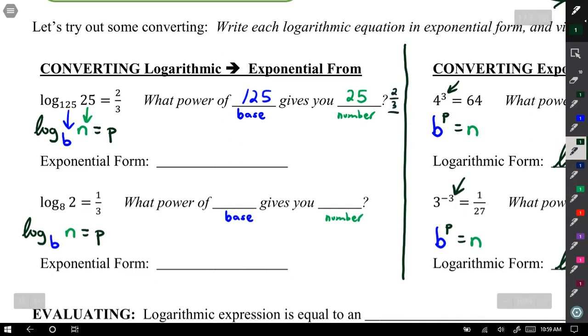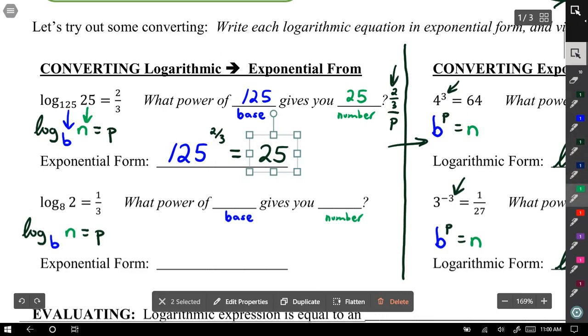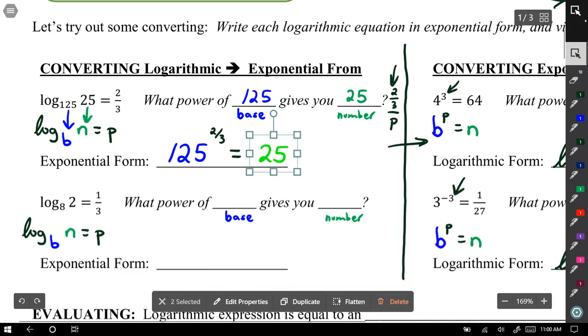So let's write this as, I'll put P for power, as an exponential. And exponentials, I have it right over here, are base to a power equals a number. So what power of 125, and I'm just going to put a question mark right now, gives me 25? And I can answer that question mark. I know it's 2/3. It tells me the power. So what power of 125 gives me 25? And that is 2/3.